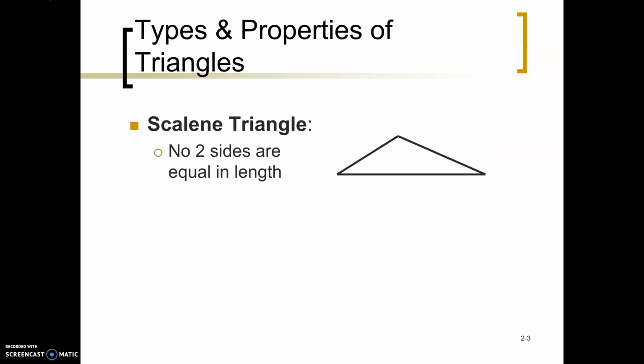Okay, different types of triangles and their properties. A scalene triangle is a triangle where no two sides are equal in length. All right, we have 3 different lengths. That also means we have 3 different angles.